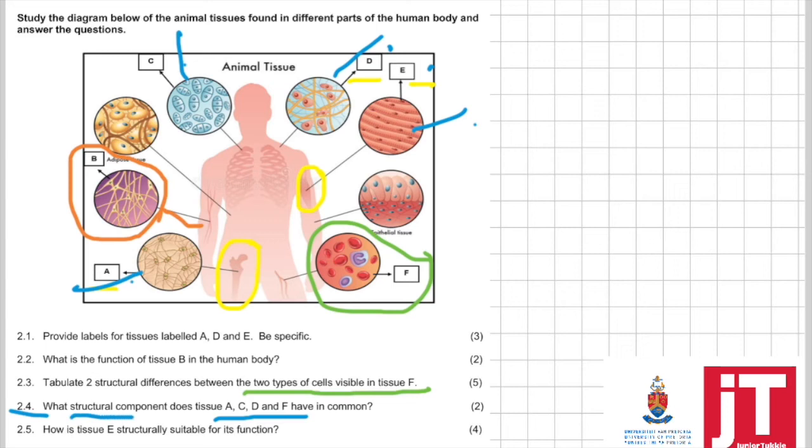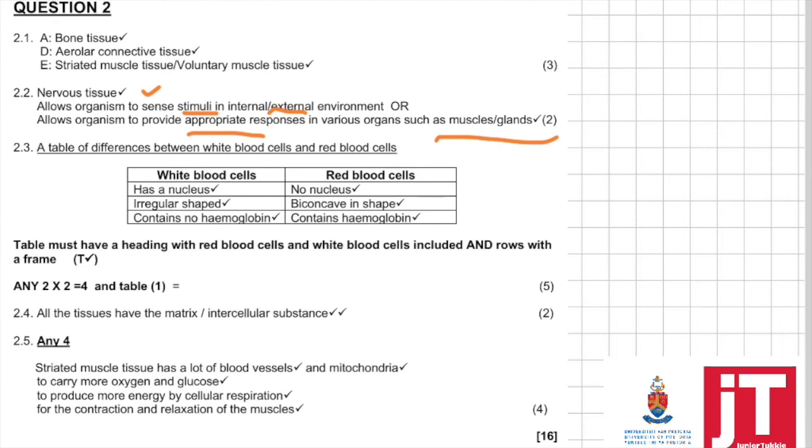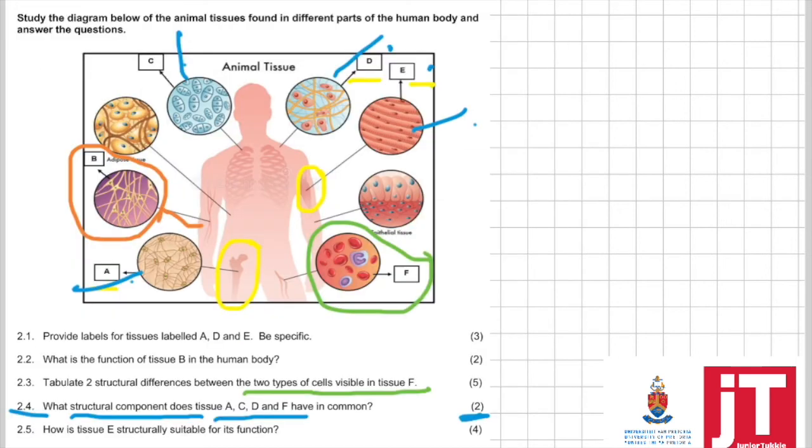So what structural component do all connective tissues have in common? Now, you should have learned and put together by now that all connective tissues have a matrix, or the substance between the cells, which is known as the intercellular substance. Okay, right.